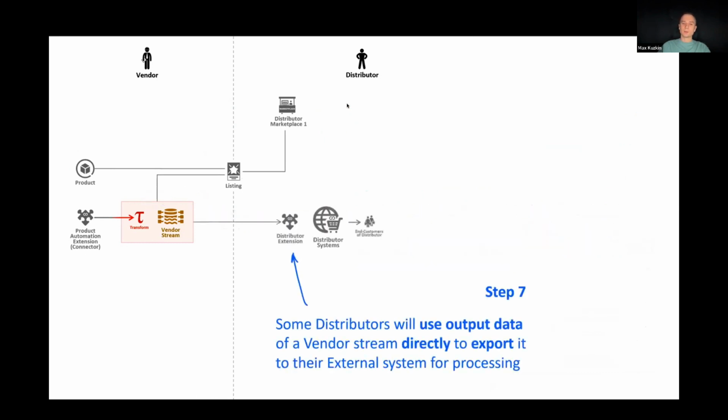Then on the distributor side, in the simplistic case, they can just use this data and export this to their own systems. For many of our partners, this is the only layer that's required, because the actual billing of their customers happens in their own ERP system or their own billing system. They just need to receive this data for what their customer needs to be invoiced.